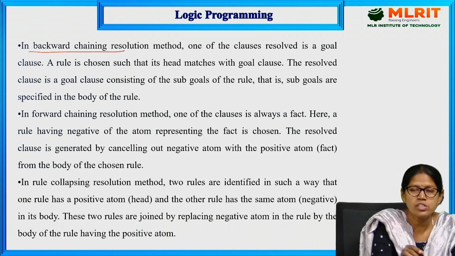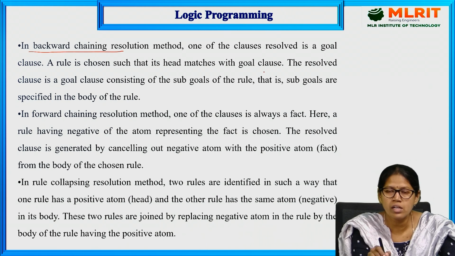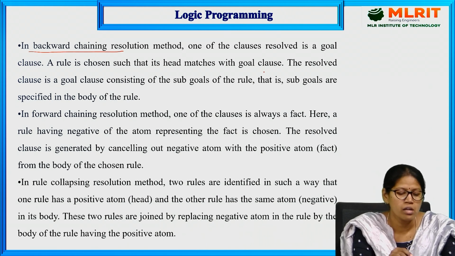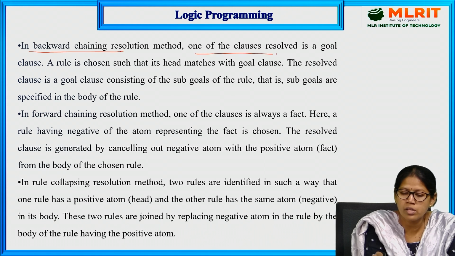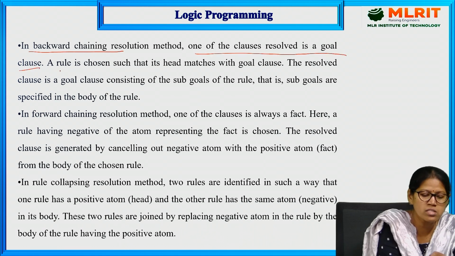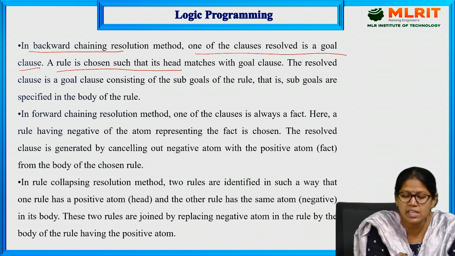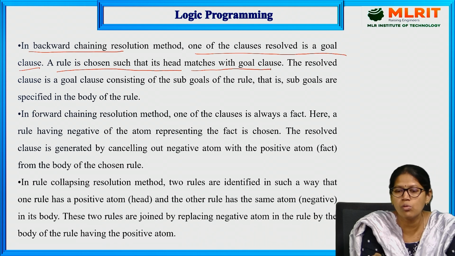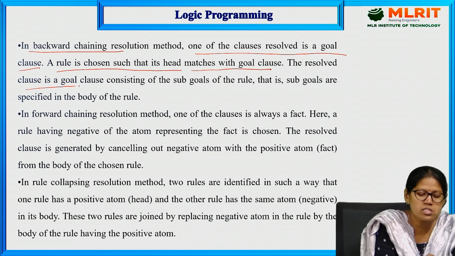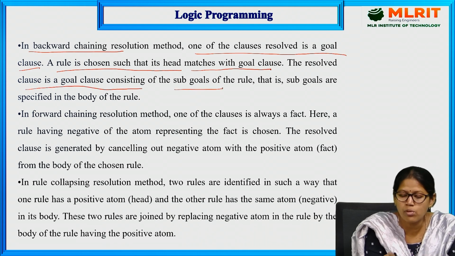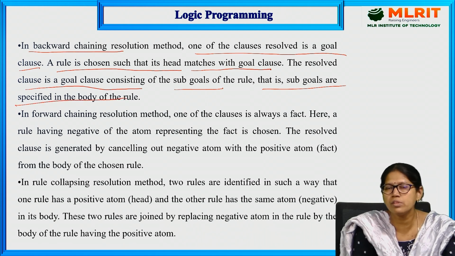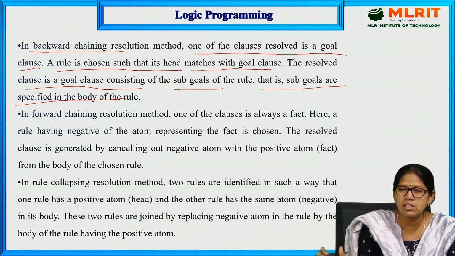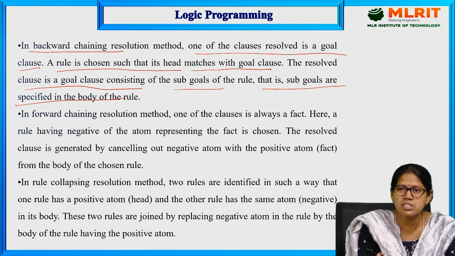In backward chaining, it will start with the goal and match it with a rule. Let's look at the definition. One of the clauses resolved is a goal clause. A rule is chosen such that its head matches with the goal clause. The resolved clause is a goal clause consisting of the sub-goals of the rule, that is, the sub-goals specified in the body of the rule. So it will take the goal and match it with the head.